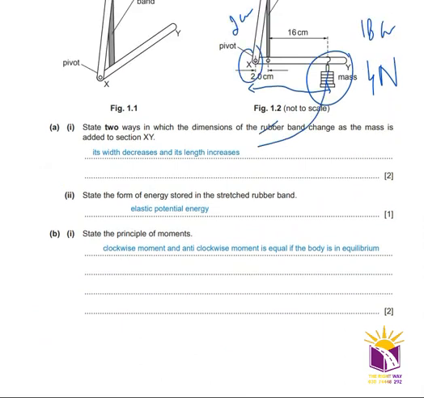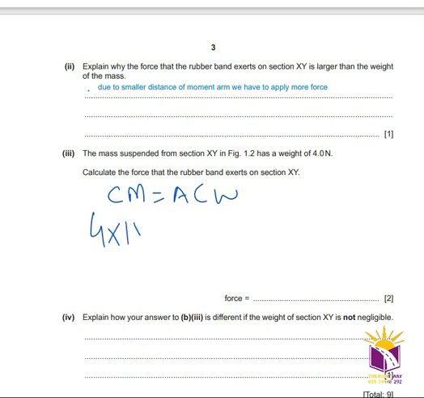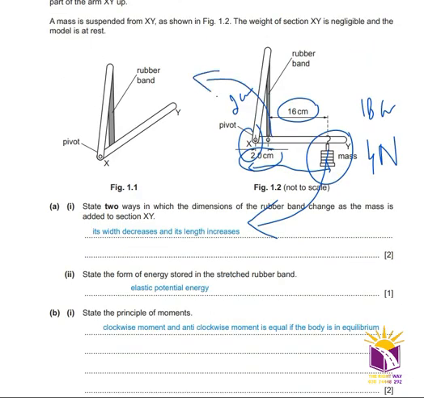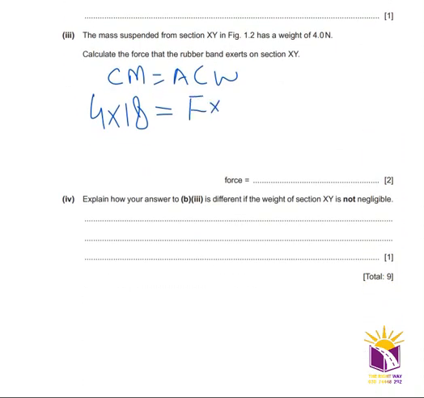and this mass will move this body in this direction, so it is a clockwise moment. So clockwise is 4 Newton multiplied by 18 centimeter, 16 centimeter this one and 2 centimeter this one, so the total is 18 centimeter. So 4 multiplied by 18 is the clockwise moment, and your rubber band will move the body in this direction, so it is anti-clockwise, and we calculate the force by F multiplied by 2. So F will become 4 into 18 divided by 2, which is 36 Newton. So your force will be equal to 36 Newton.